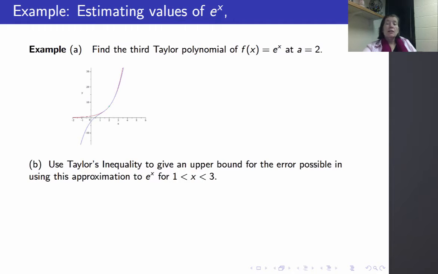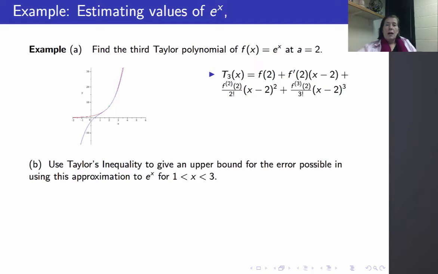Let's find the third Taylor polynomial of f of x equals e to the x, and this time we're going to estimate values of e to the x around a equals 2. So the appropriate series to use is the Taylor series at a equals 2, and we're going to truncate this after the degree 3 term.